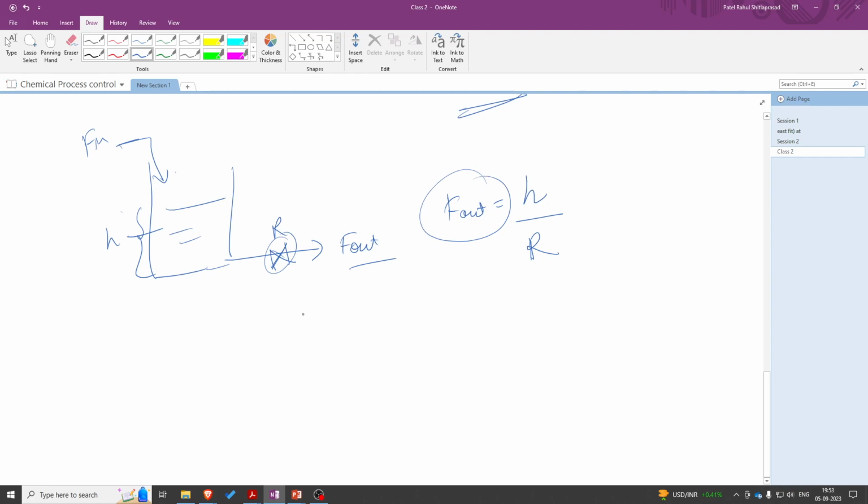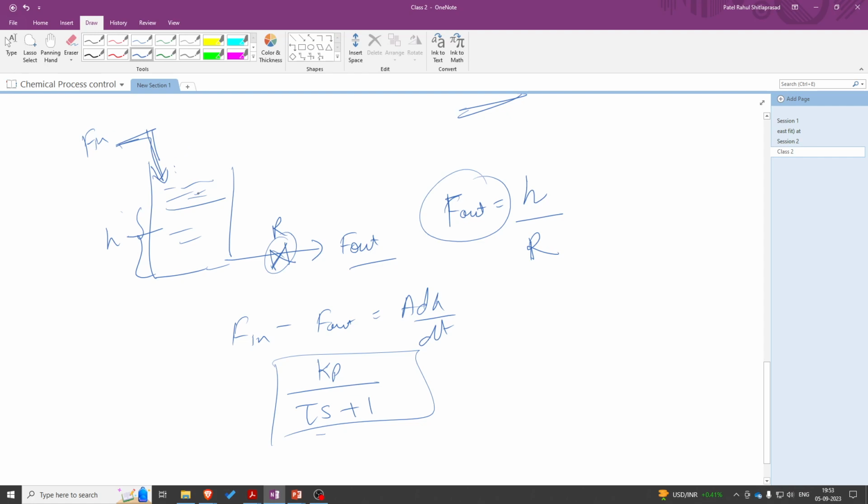Now if we replace this F output into this equation, F in minus F output is equal to A dH by dt, and then find the Laplace transform of this system, the transfer function model will be of the form Kp upon tau S plus 1. Now in this case, you can see that if the disturbance increases, that is the flow input increases, then the height of the tank will increase.